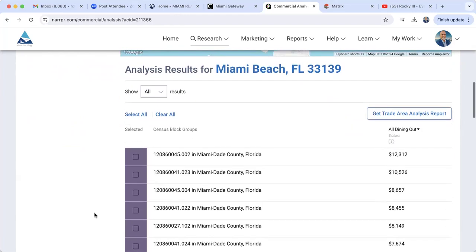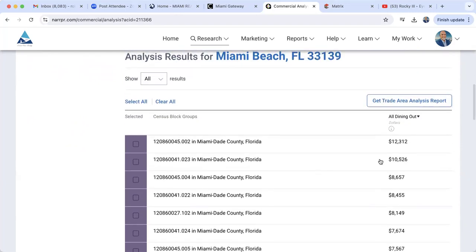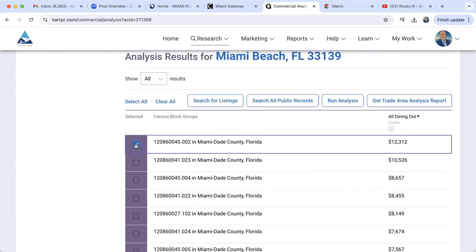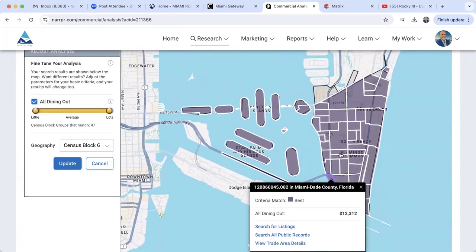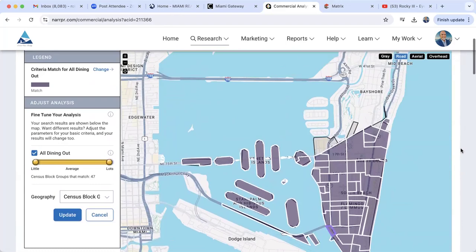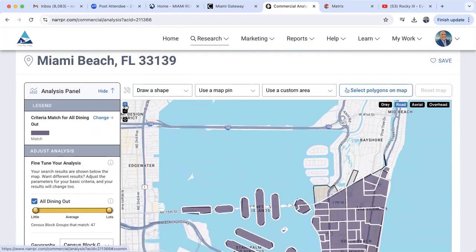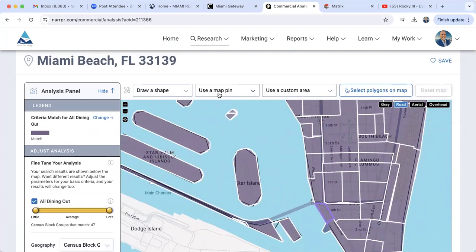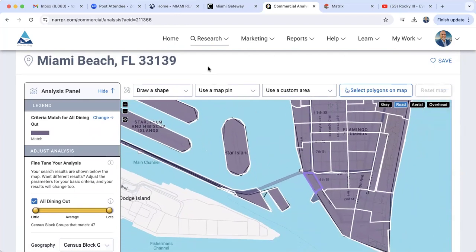So coming in at $12,312 a year, you're looking at this small pocket right there. That small pocket right there, they're spending $12,000 a year dining out. How do they know this? Because every time you use your credit card and you pay for a meal, and your address comes up on that, it's linked to your credit card, they know your spending habits.